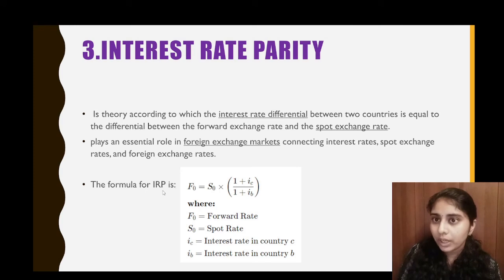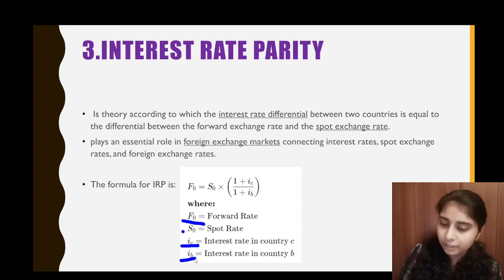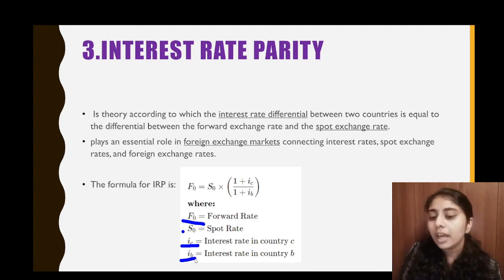So how are we calculating this interest rate parity? F0 is equal to S0 into (1 plus Ic) divided by (1 plus Ib). Here F0 is the forward rate, S0 is the spot rate, Ic is the interest rate in country C and Ib is the interest rate in country B. So we are comparing the interest rates of two countries with the spot rate, and we will get the forward rate. That is how we calculate the interest rate parity.